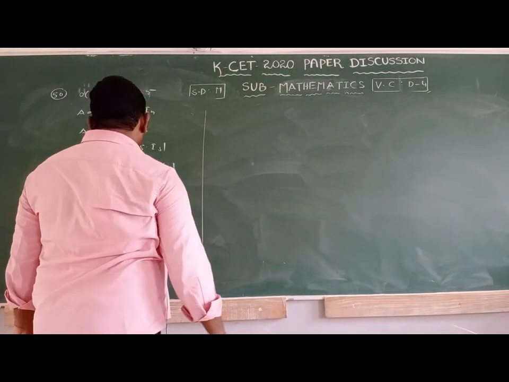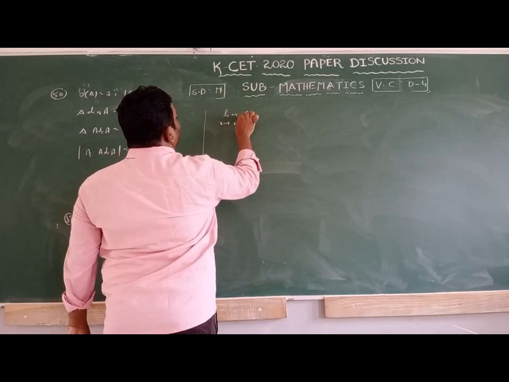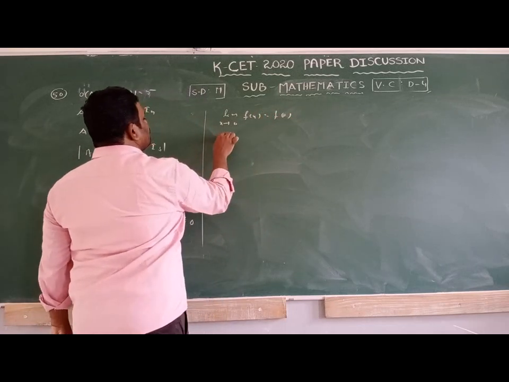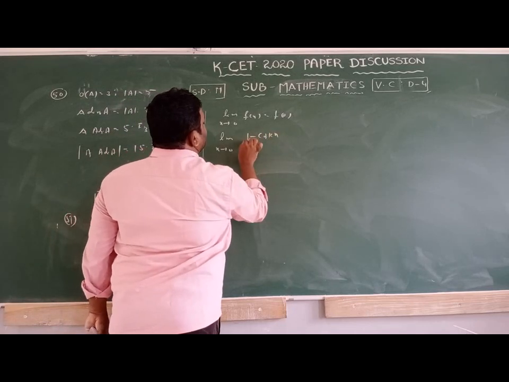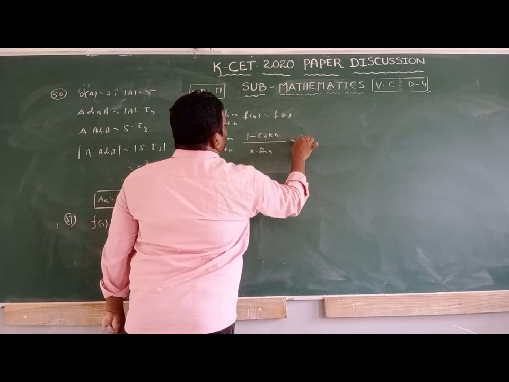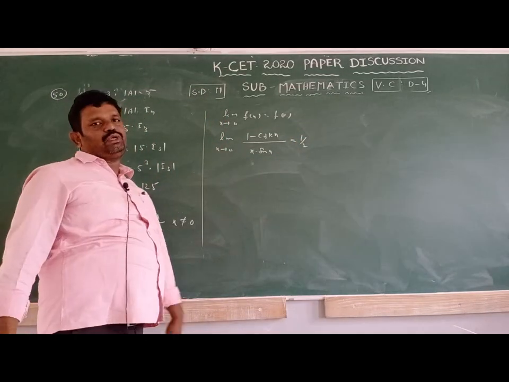Okay, so continuous means we know that limit x tends to 0 of f of x is equal to f of 0. So limit x tends to 0 of 1 minus cos kx by x into sin x is equal to 1 by 2. Now we apply the L'Hospital rule, and we apply the L'Hospital rule 2 times here.